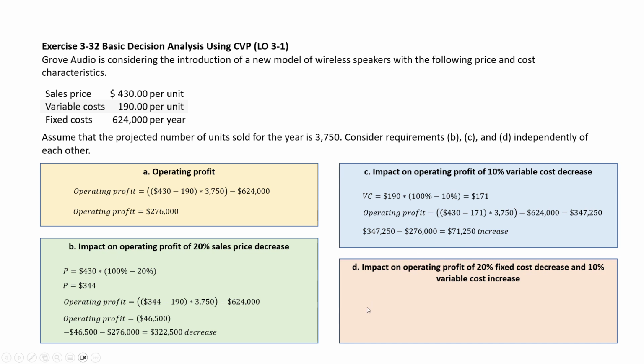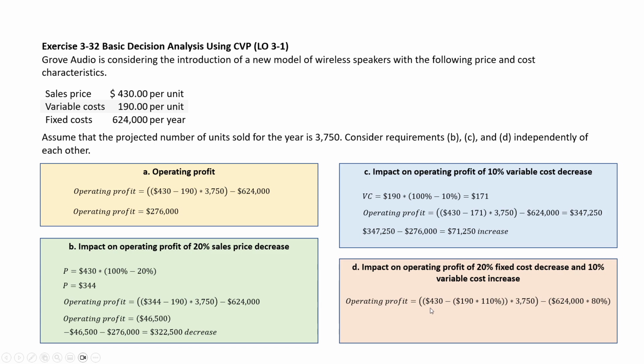Our last point here is, what if we change more than one thing? That gets more complicated. In this scenario, our fixed cost is going to decrease by 20%, which would be a good thing, means operating profit goes up. But on the other hand, variable cost is going to go up by 10%, which would be a bad thing. So I don't know, are these going to counteract each other? Is the fixed cost savings enough? We're going to have to take a look. So let's look at this.